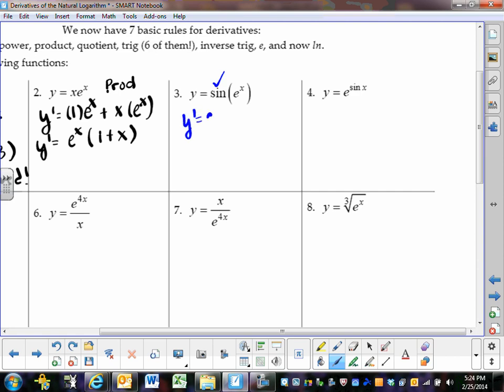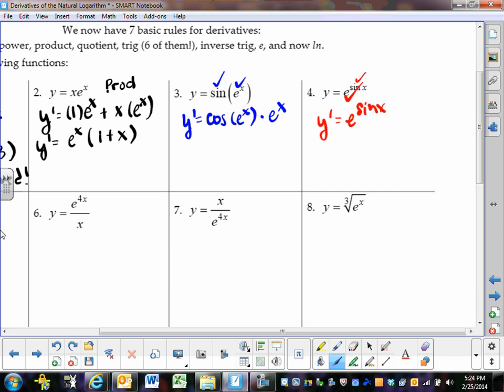Okay, now we have basic rules for derivatives: power, product, quotient. There are 6 trig ones inside the basic rules. The inverse trig, which we have 3, but really 2 that we use most often, which is sine inverse and tangent inverse. Now we have e, and we've added on natural log. So let's go through these together.